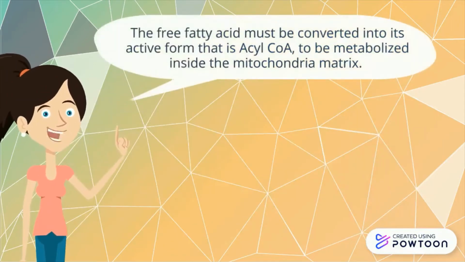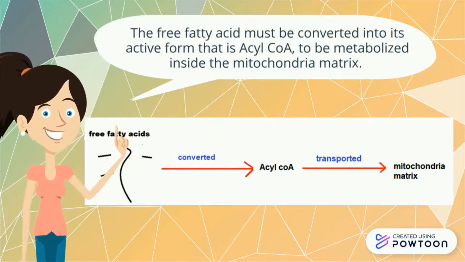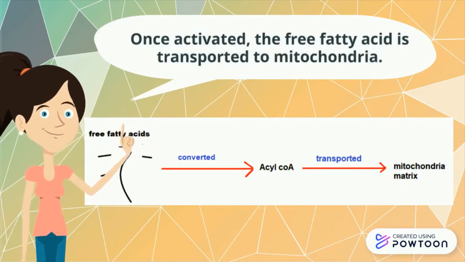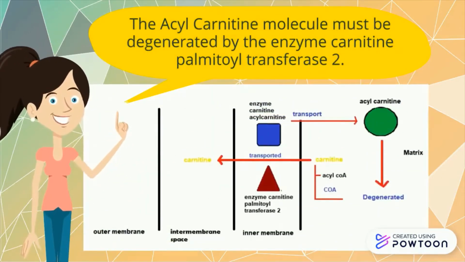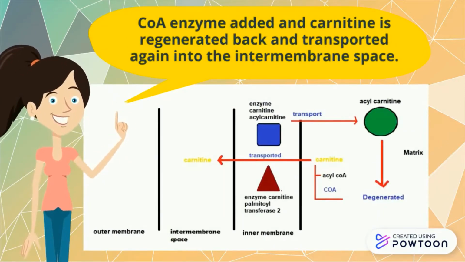The free fatty acid must be converted into its active form, that is acyl-CoA, to be metabolized inside the mitochondrial matrix. Once activated, the free fatty acid is transported to the mitochondria. The acylcarnitine molecule must be converted back by the enzyme carnitine palmitoyltransferase 2. CoA is added and carnitine is regenerated and transported again into the intermembrane space.